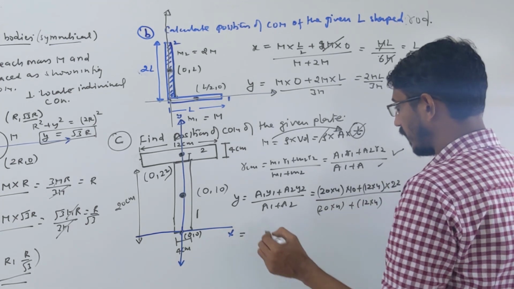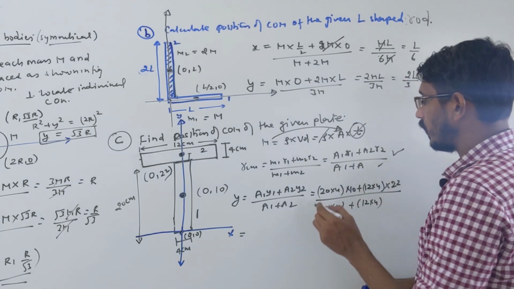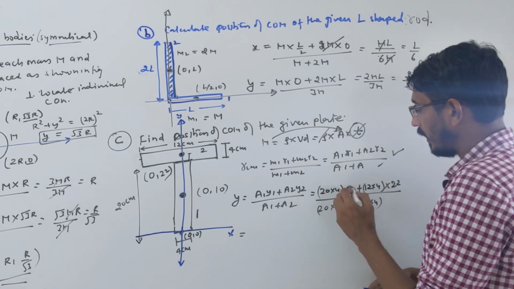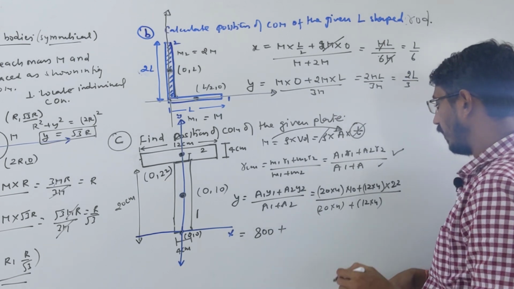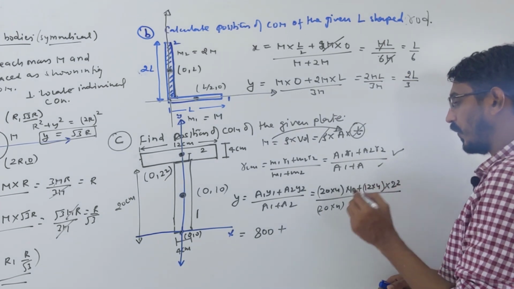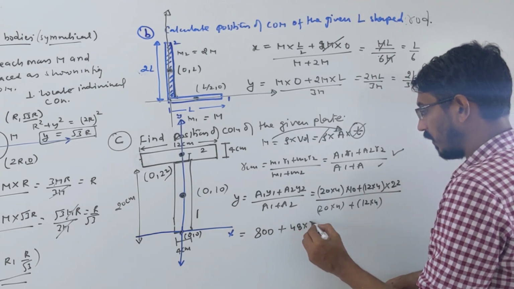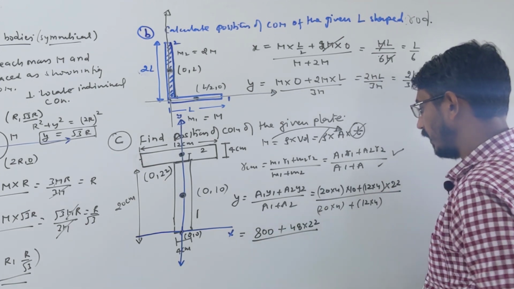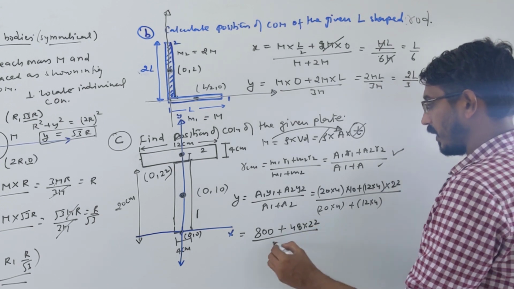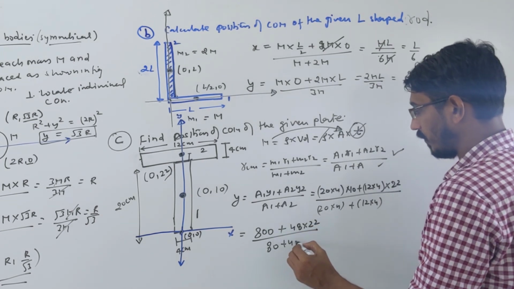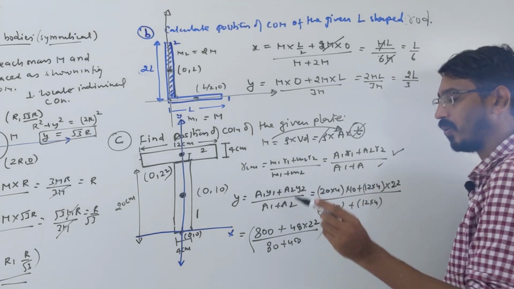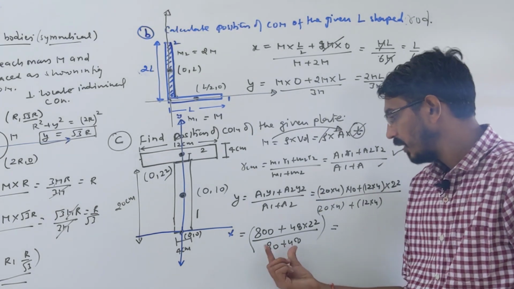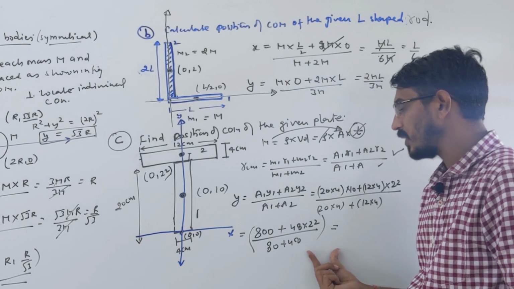Okay, let's simplify this. 20 into 4 is 80, and 80 into 10 is 800, correct? Then this becomes 12 into 4, that is 48, into 22, some number will come, and the denominator is 80 plus 48. You have to solve this number and you will get your y coordinate. I am not solving it here, it will take time. You have to multiply this out and you will get the y coordinate.